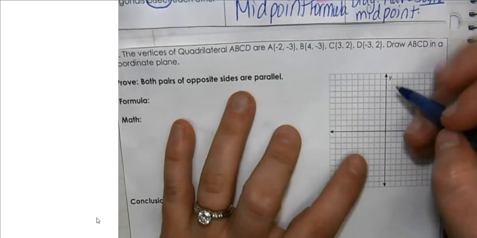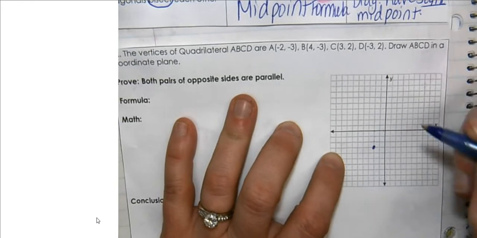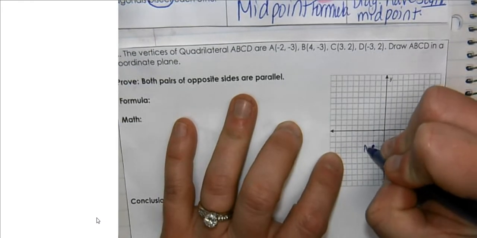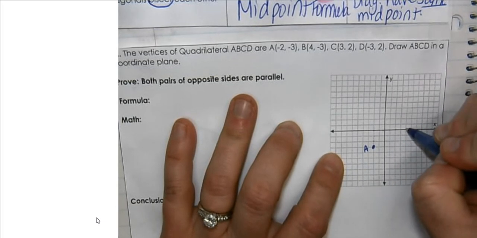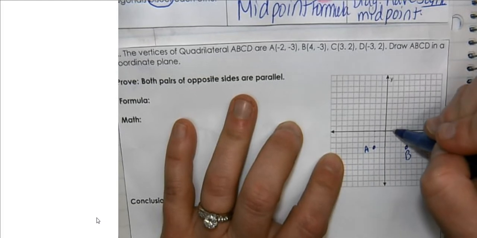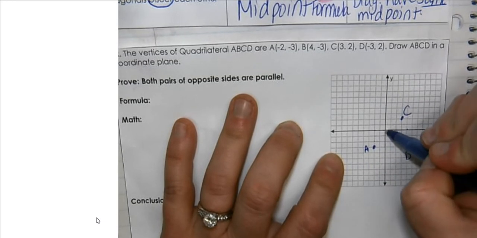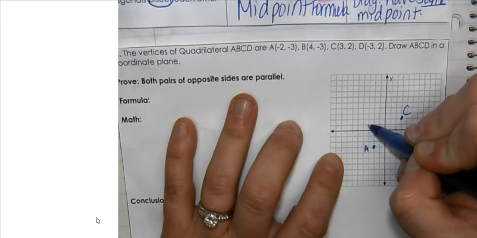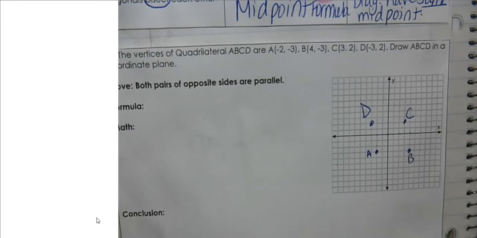And I'm going to plot -2, -3, and call it A, 4, -3. We're going to call it B, 3, 2. We're going to call it C, and -3, 2. And we'll call that D. Once you have these points plotted, you want to use a straight edge to connect these points.